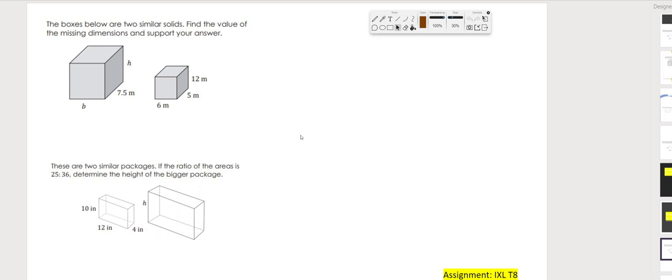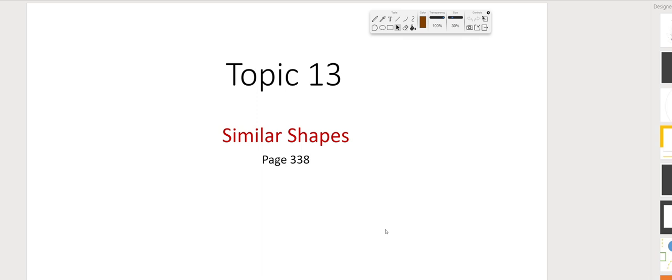So here we go. We only have two more topics in this section, section 11. And so we're almost done, almost done with the school year. So here we go. What we're going to do with this topic is similar shapes.